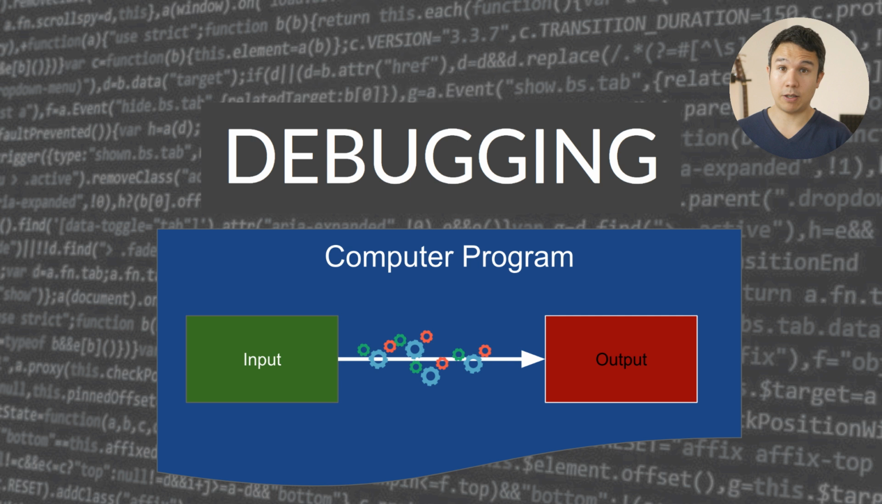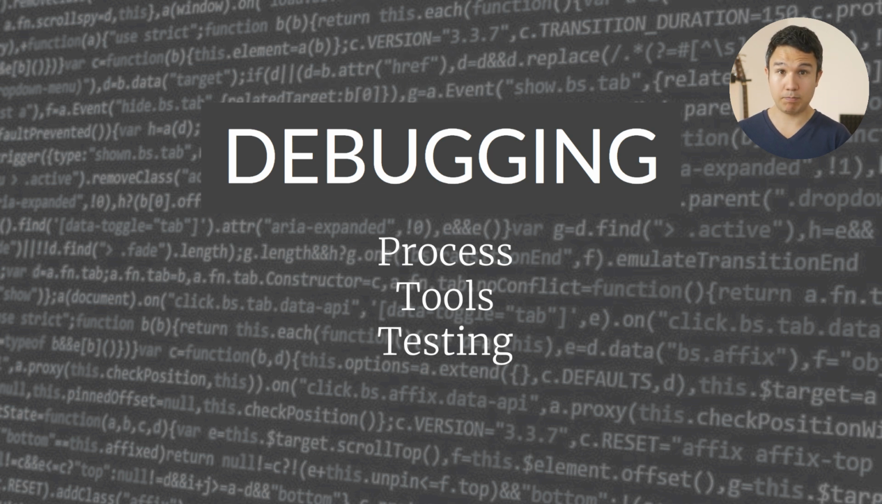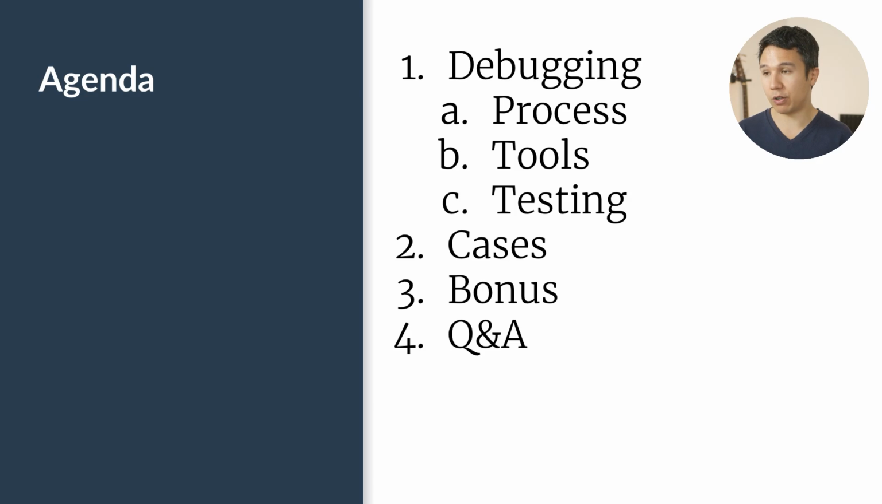Unfortunately, sometimes things go wrong, and then a programmer needs to debug their implementation. How do they go about doing this? This is the process of debugging. It's really about the process, the tools that you use to actually look into the problem, and then testing. And this is what we want to cover today.